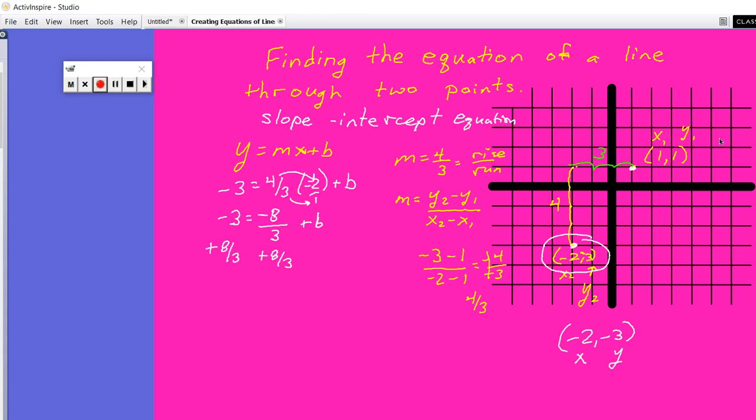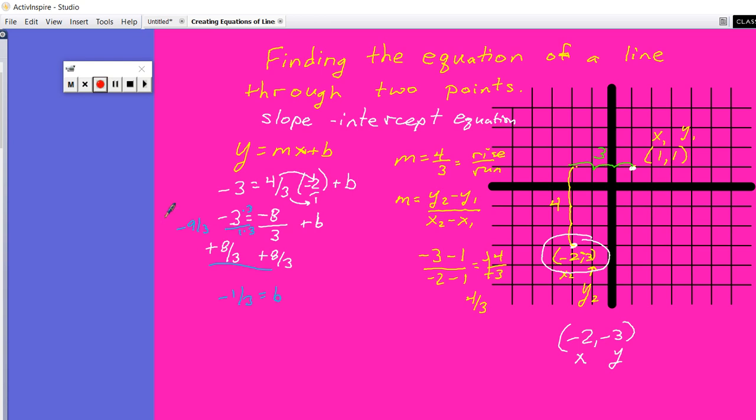So notice that negative 3 is a whole number. So I'm going to get a common denominator so that I can add these. So that's negative 3 over 1. That's 8 over 3. The common denominator is 3. So I multiply top and bottom by 3. So that makes negative 9/3. So negative 3 wholes is the same as negative 9/3. Negative 9/3 plus 8/3 is negative 1/3. So that's what b equals.